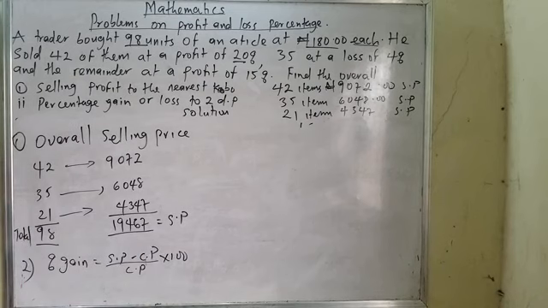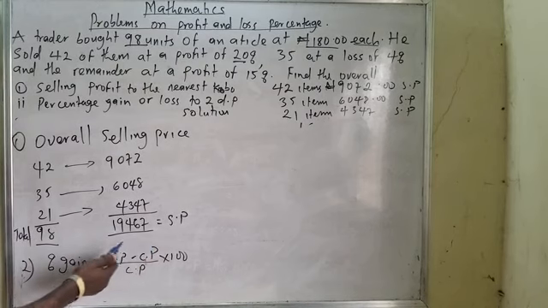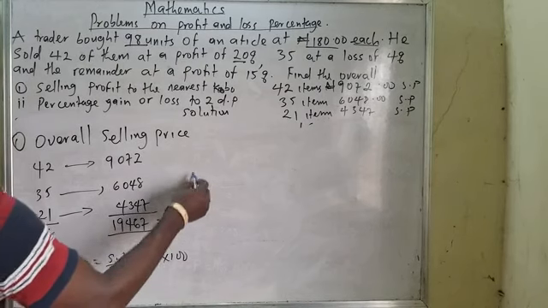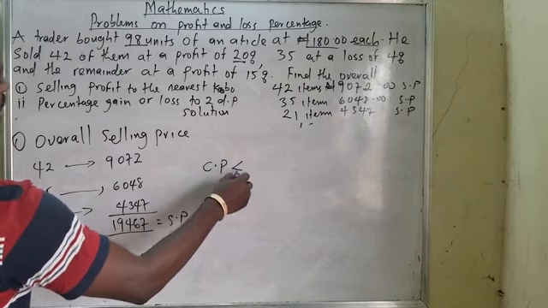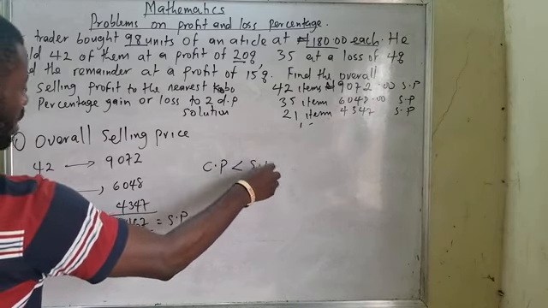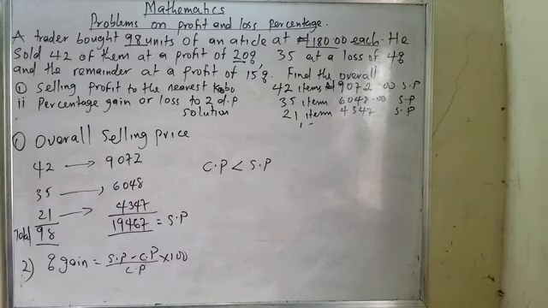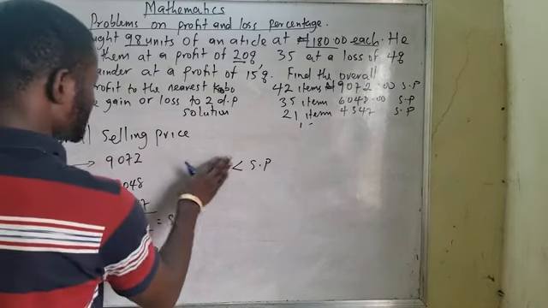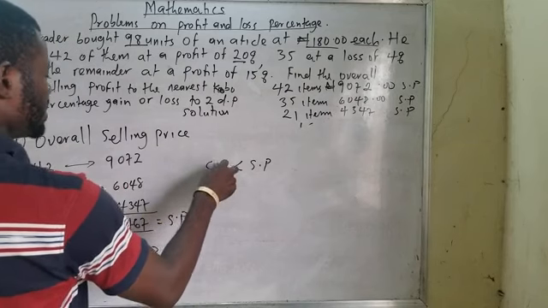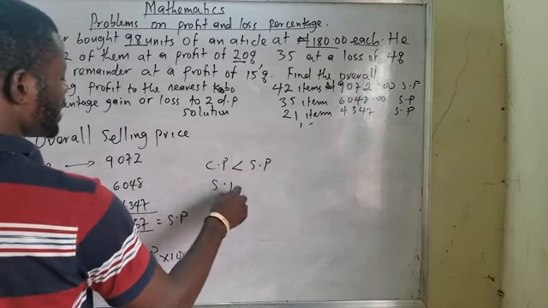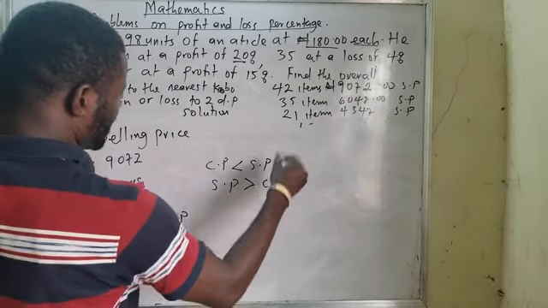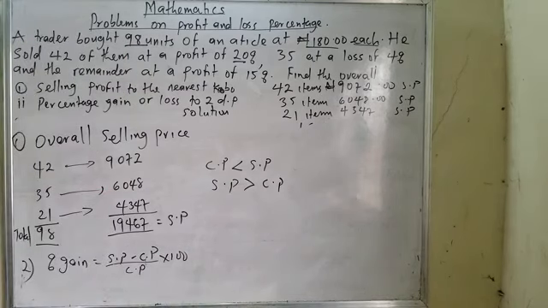Now, how do I know that it is gain? My cost price is less than the selling price. I made a mistake: my selling price is greater than the cost price, anyhow you want to state it. That is just the statement. That is why I know it's gain.